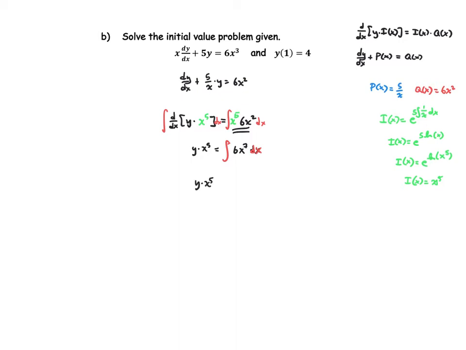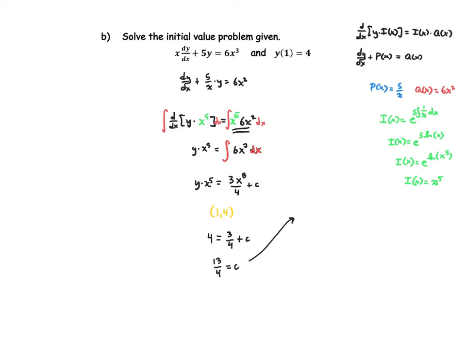Well, y times x to the 5th would equal 6x to the 8th over 8, or 3x to the 8th over 4, plus c, of course. Walk yourself through that integration process on the side if you need it. If you have questions, let me know. So now I'm going to employ the condition given above, the initial value (1, 4). So I'm going to plug a 4 in for y and a 1 in for x. Therefore, I would get 4 is equal to 3/4 plus c. So we will get 13/4 is equal to c.